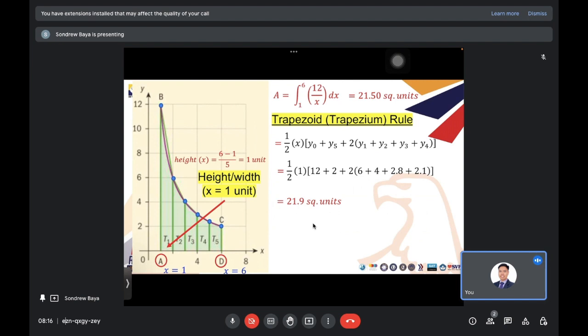And this is how we use the trapezium rule. Pause the video, copy the notes if it's necessary. Let's proceed to another example.